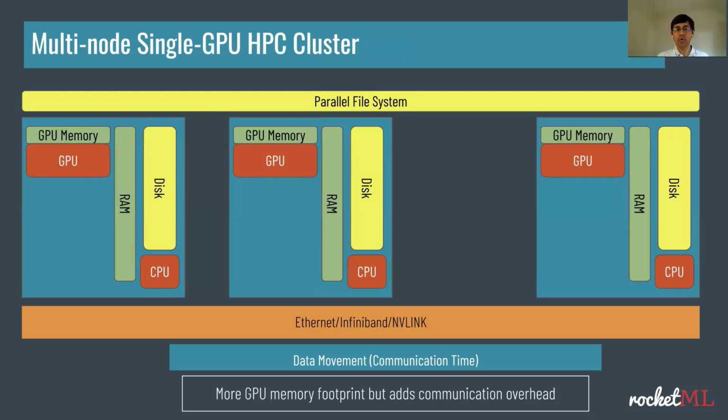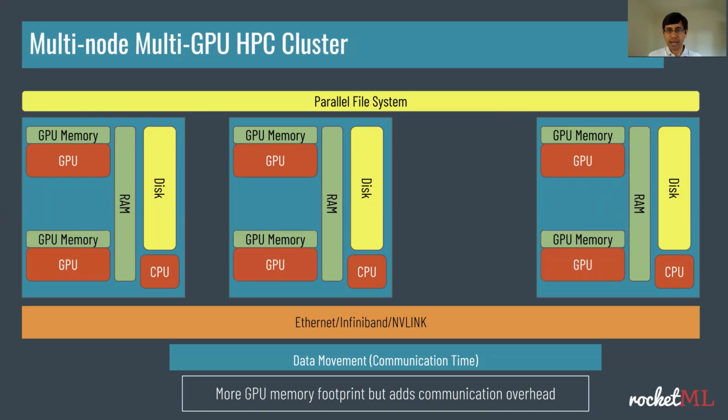So now we have the multi-node single GPU HPC cluster. That is, each node has one GPU, and you can club all these together, and you still have a parallel file system. You have Ethernet, InfiniBand, sometimes NVLink between the nodes, and that constitutes a multi-node single GPU HPC cluster. So there is more memory footprint, GPU memory footprint specifically, but it adds communication overhead, right? In this case, the communication overhead could be from going from GPU memory to RAM and then connecting all the nodes and communicating, and again, RAM to GPU memory. So there are more overheads that need to be taken into account when you're working with a multi-node single GPU HPC cluster.